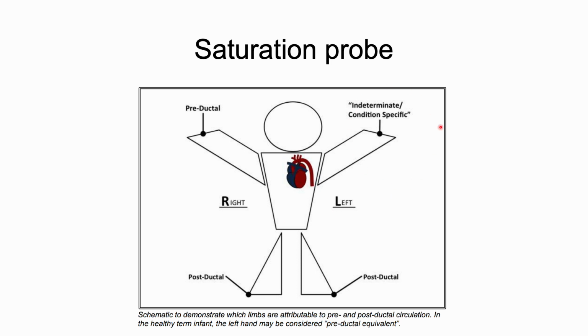Now the left arm, depending on the condition, depending on the arch anatomy, in case of an aberrant left subclavian artery, can be misinterpreted. So we go with the lower extremity oxygen saturation as our postductal saturation. So you should keep that in mind as you are obtaining the pulse oximeter saturation.